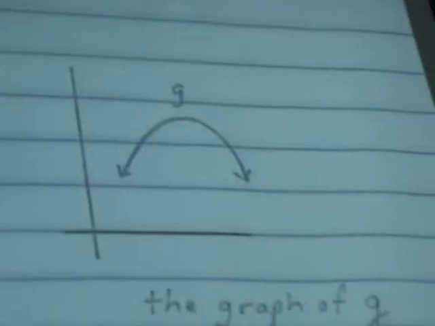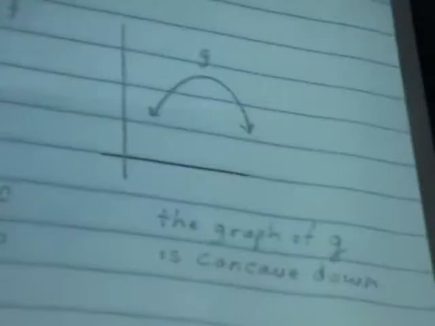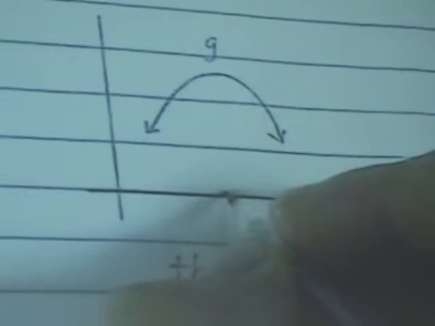Is G increasing or decreasing on the real line? Both. You have to, right? It's increasing on the interval from minus infinity to whatever this is, and decreasing from here to here. So, again, increasing, decreasing, concave up, concave down are completely separate issues.